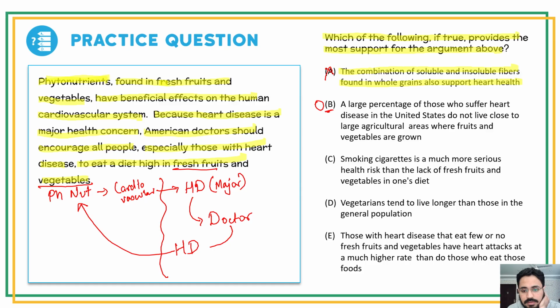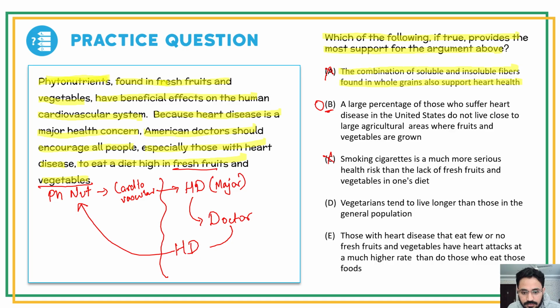Smoking cigarettes is a much more serious health risk than the okay, fine. So what? Should the doctors be telling them to quit cigarettes instead of going for a diet high in fruits and vegetables? Well, that doesn't support my argument. I want to make an argument that they should be telling people, encouraging people, especially those who have heart disease, to eat a diet high in fresh fruits and vegetables. And nope, that's not going to work.